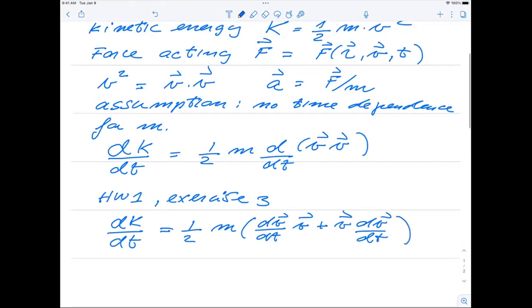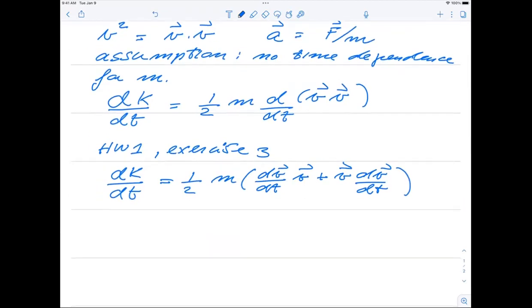Now, if you look at this quantity here, we know that the product of two vectors is independent of whether we have v times dv/dt. So these two terms which we have here can actually be lumped into just one. So we get a factor of 2, we get rid of the factor of 1/2.